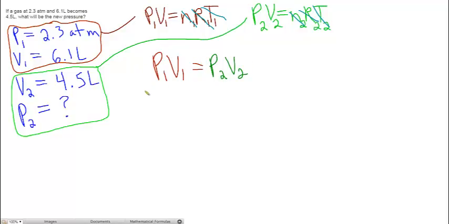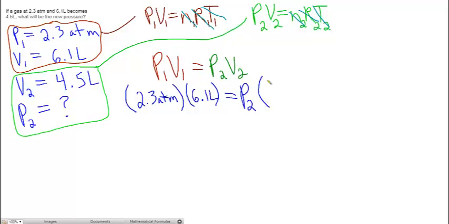Now let's solve. For my P1, I have 2.3 atm. For my V1, I have 6.1 liters. These guys equal my P2, which I don't know, so I'm just going to leave it as P2, multiplied by my V2, which is 4.5 liters.